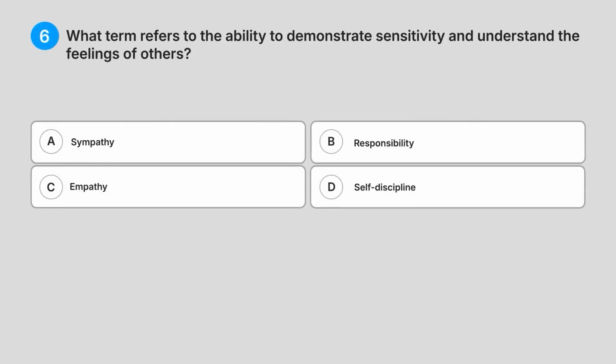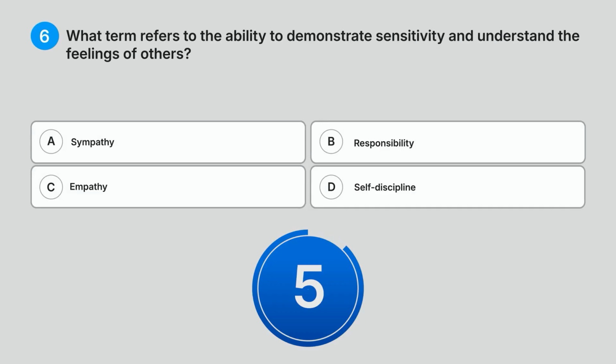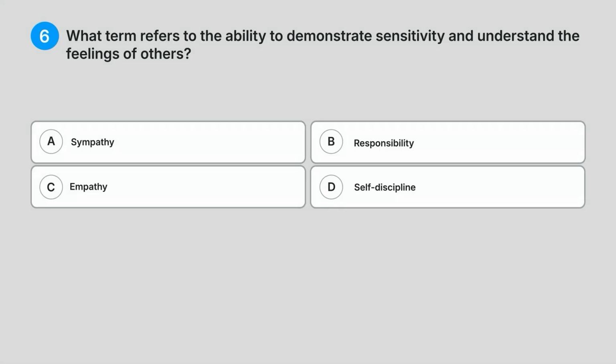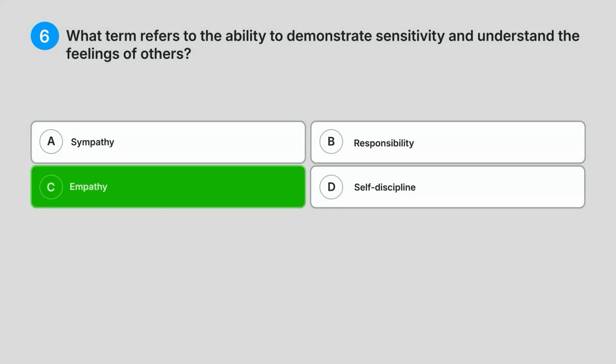6. What term refers to the ability to demonstrate sensitivity and understand the feelings of others? A. Sympathy. B. Responsibility. C. Empathy. D. Self-discipline. What do you think is the answer? Correct answer: C. Empathy.